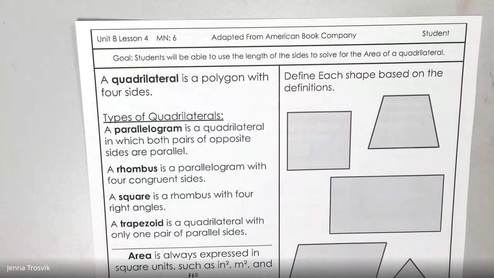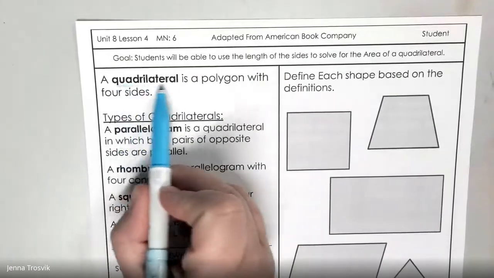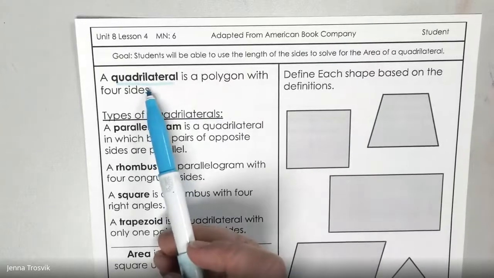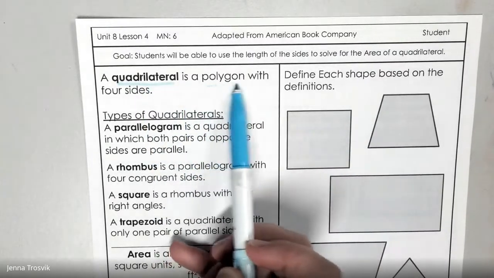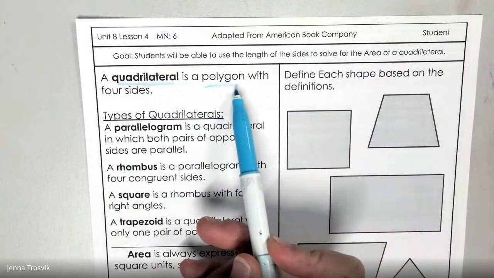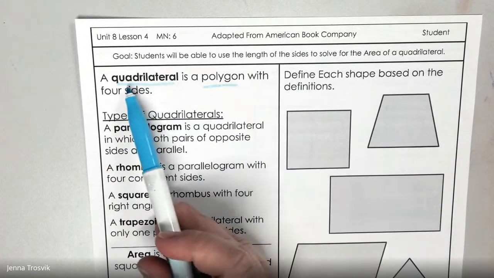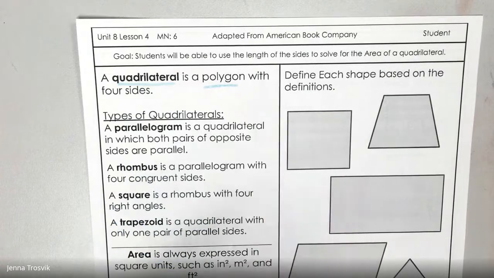We are going to do a quick little refresher of our quadrilateral shapes because we're going to use them to solve for area over the next few lessons. All right, so today a quadrilateral is just a polygon, which means a closed shape using straight edges or straight sides with 4 sides. So anytime you see quad, that means 4.